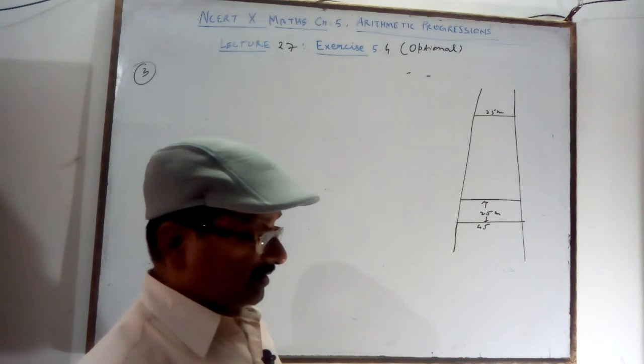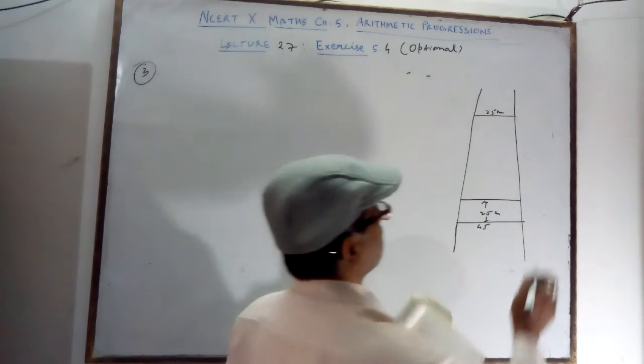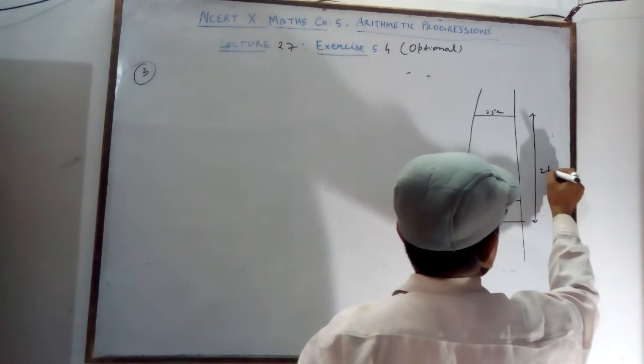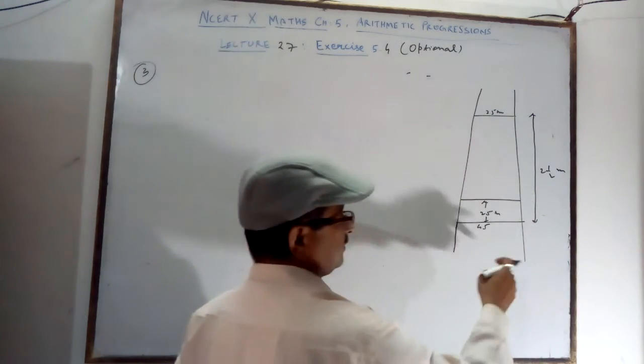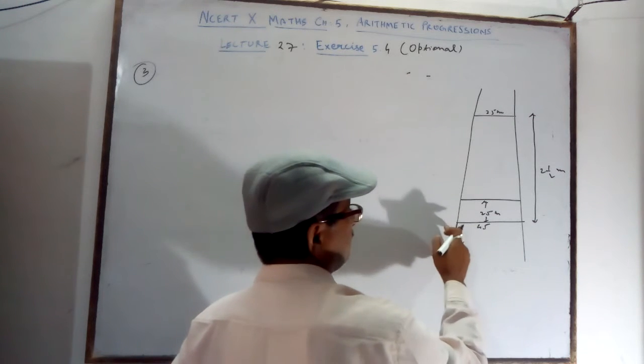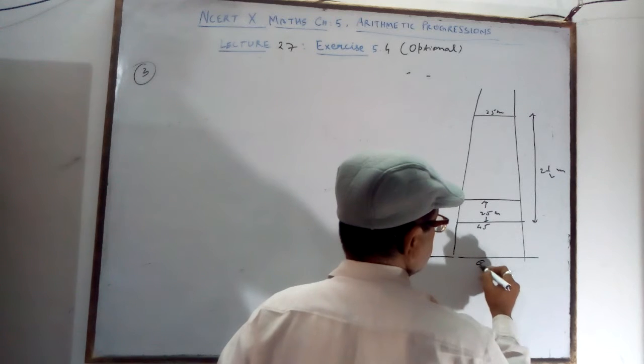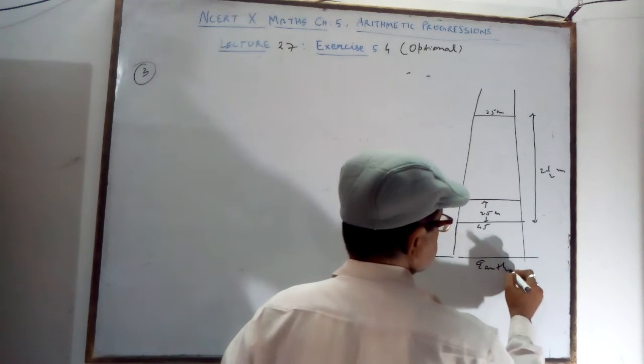The top and bottom rungs are 2.5 meters apart. First and last are given. Rungs are 2.5 meters apart. It is given, not from the ground. The first rung is not here. Here it is the earth, or you can say the ground.